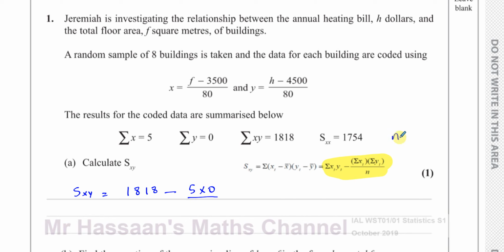Now, N is the number of data items, which is 8. There's 8 buildings that we're looking at those values for. So you divide that by 8. Of course, that's just going to become 0 because you're multiplying the top by 0. So you've got 1,818. So there's the answer to part 1. Very simple question there. All right.